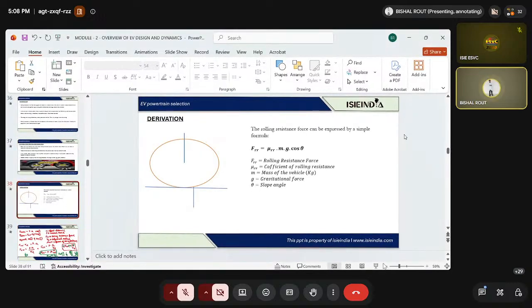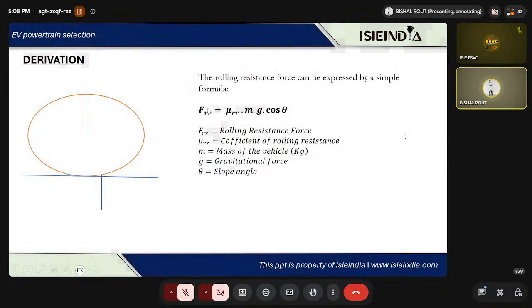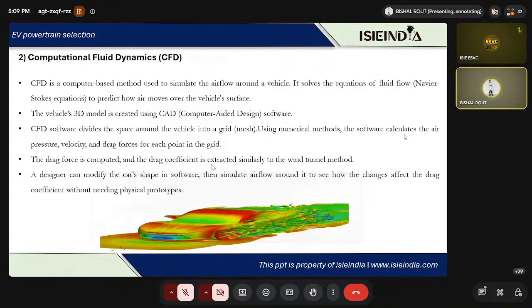Yeah, so you can see this is the rolling resistance force equation. FRR is equal to mu RR times m g cos theta. FRR is the rolling resistance force. Mu RR is the coefficient of rolling resistance. M is the mass in kg. G is the gravitational acceleration. Theta is the slope angle, basically. Right, slope angle means at what angle the vehicle is traveling. Just wanted to showcase.